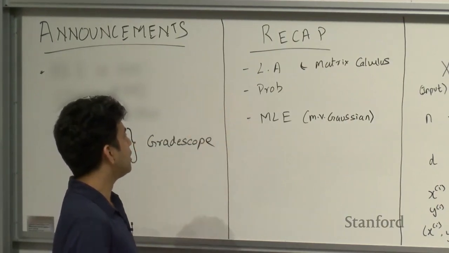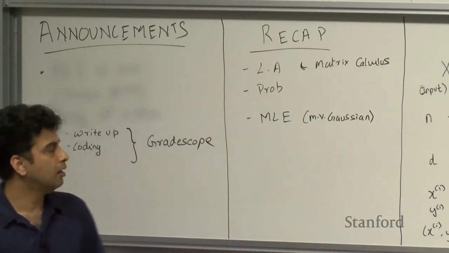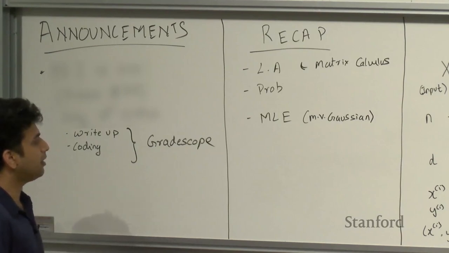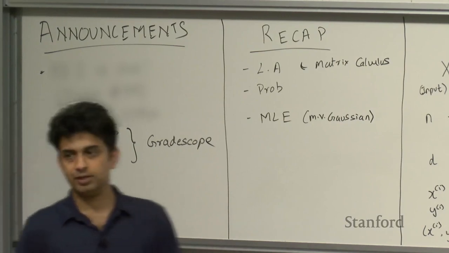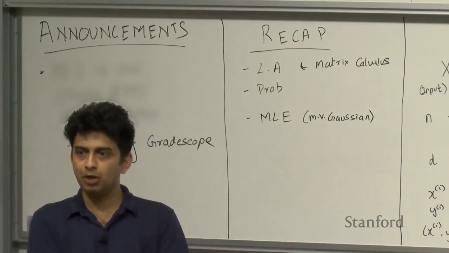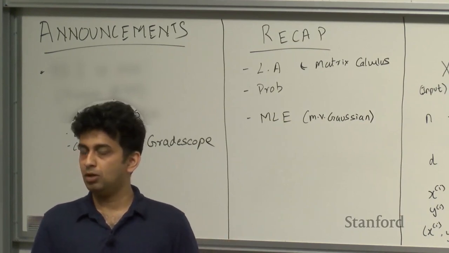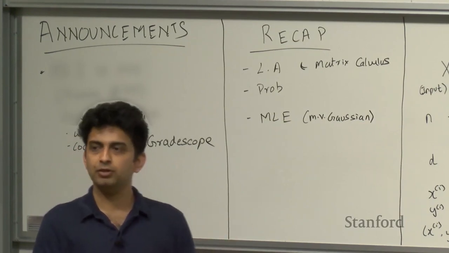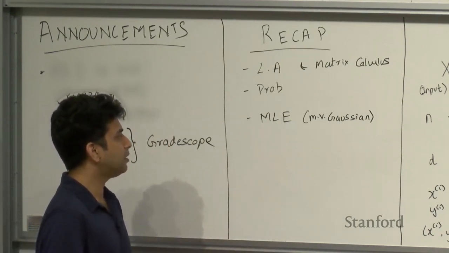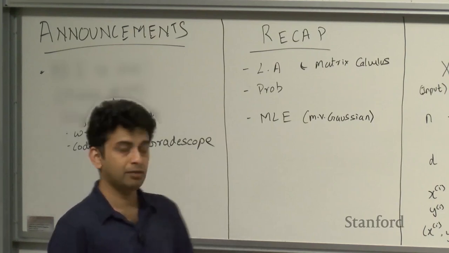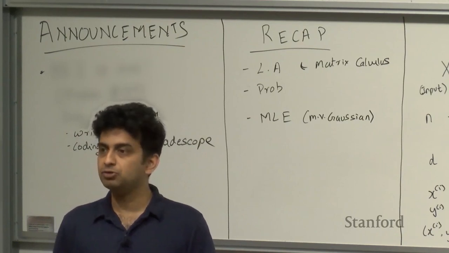We also covered some parts of probability theory, and then on Friday we touched upon maximum likelihood estimation. That's a small part of mathematical statistics that's most relevant to this course. And we saw the example of how you can use maximum likelihood estimation to estimate the parameters of a multivariate Gaussian.